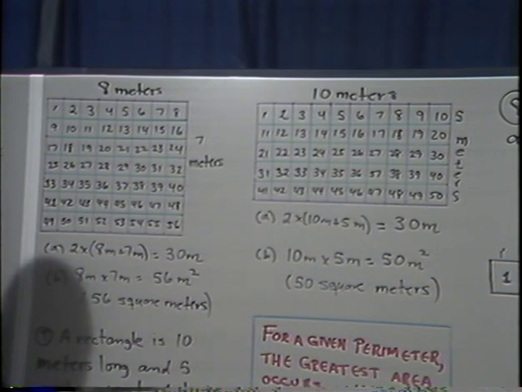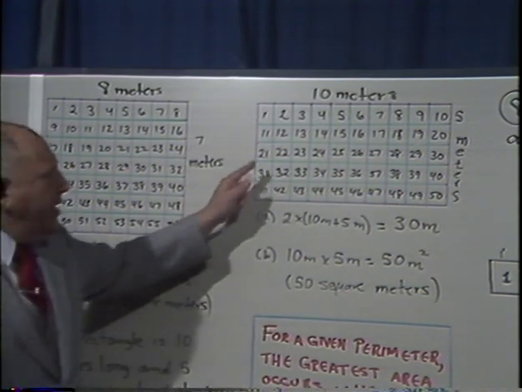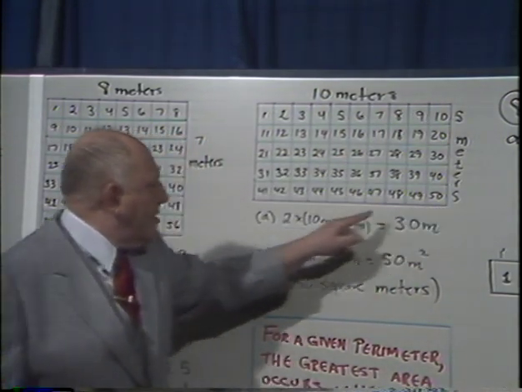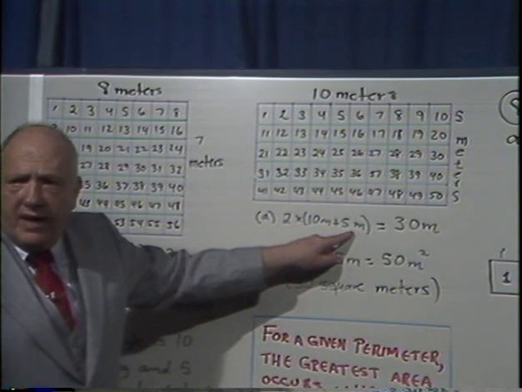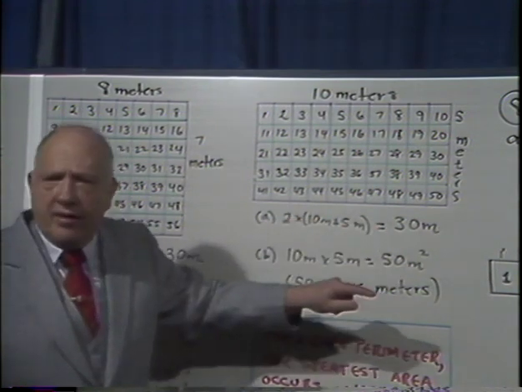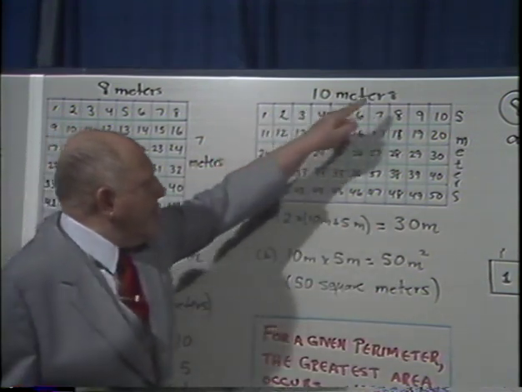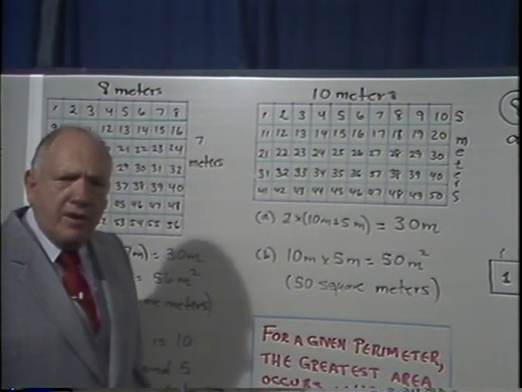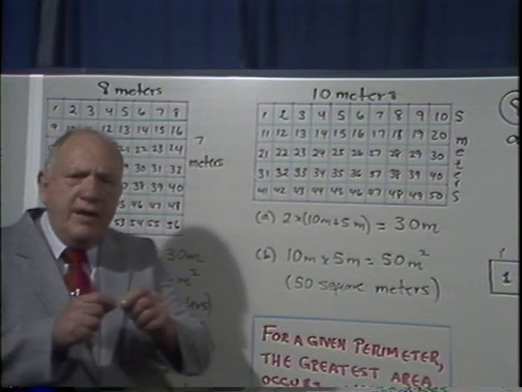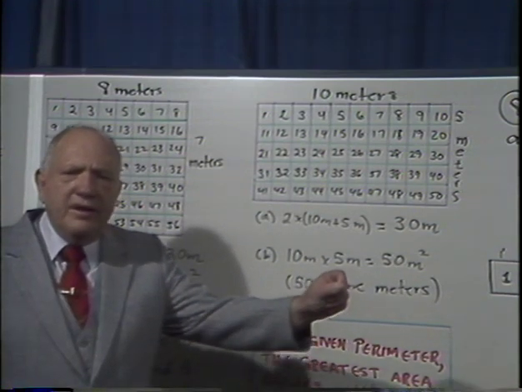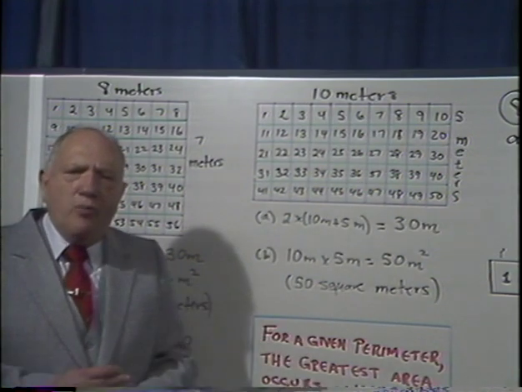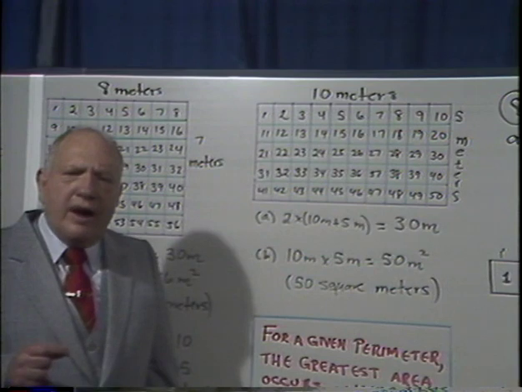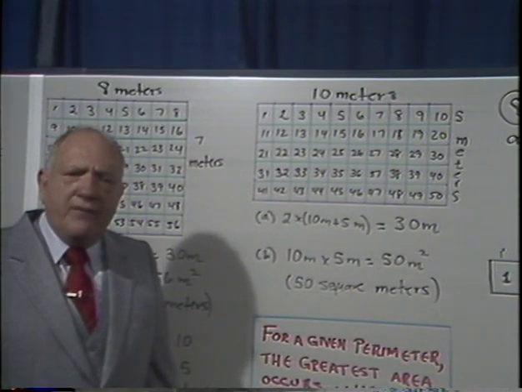They have the same perimeter. Look, in this one over here, from here to here is 10 meters, from here to here is 5 meters, 10 meters plus 5 meters is 15 meters. I double that, that's 30 meters. So in other words, the distance around this rectangle is the same as the distance around the previous rectangle. In other words, if I had 30 meters worth of fencing, I could form one rectangle that was 8 meters by 7 meters. I could form another rectangle that was 10 meters by 5 meters.